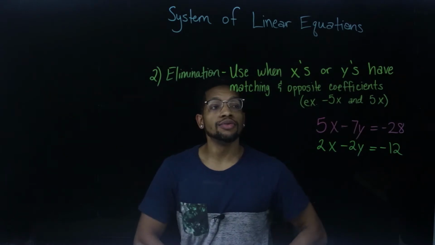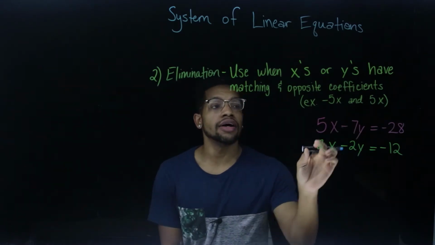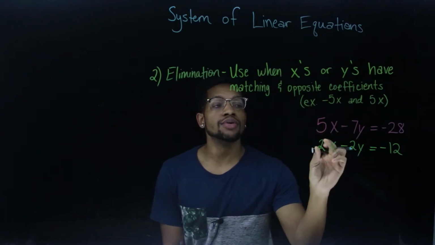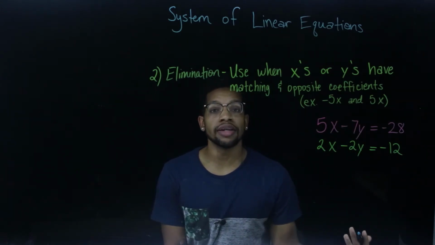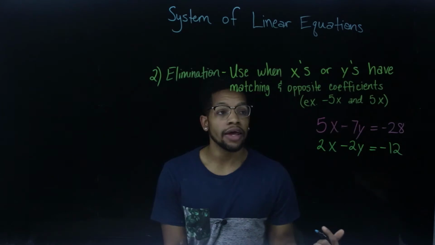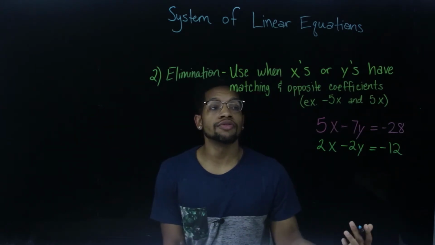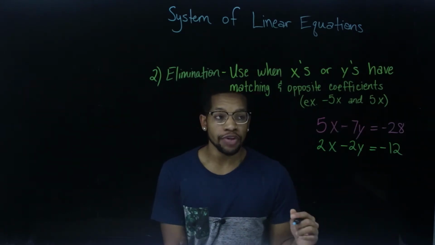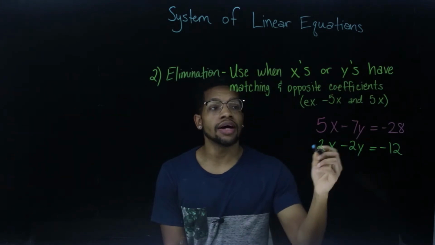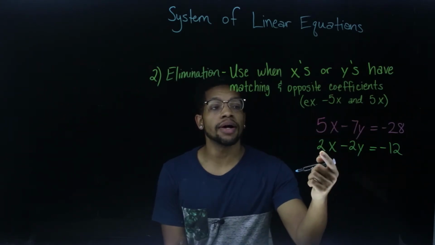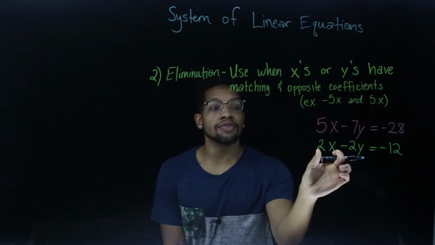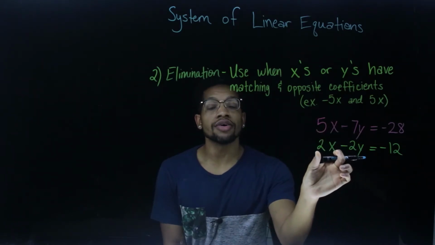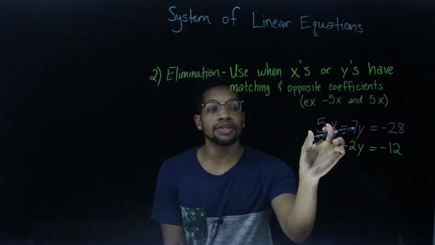So what we can do is figure out, between this 5 and this 2, is there some number that I can multiply both of them by such that they will have matching coefficients? The way you do it is you want to find the least common multiple. If I take the 5 and multiply it by 2, I'll get a 10x. And for the 2x, if I multiply it by 5, I'll also get a 10x. So we can both have 10x's.